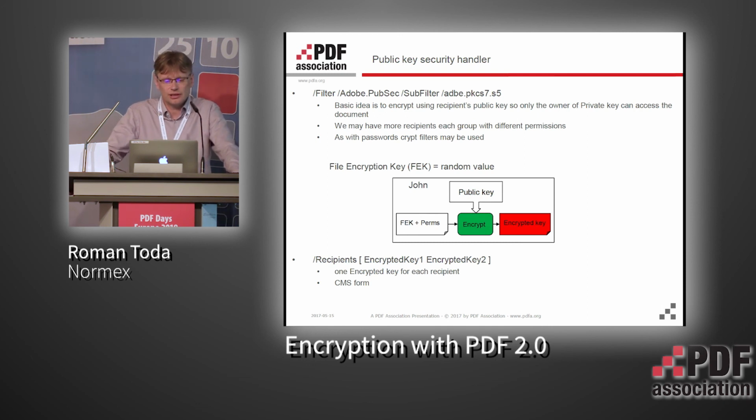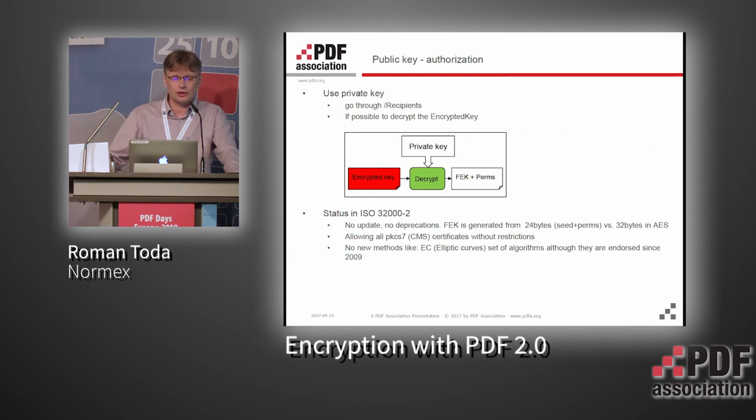So you generate a random value file encryption key, and then with John's public key, you encrypt the file encryption key that's stored somewhere in an array. And when doing the authorization on the end user's computer, you are going through private keys and through the recipients and trying to decrypt the key, and then the key is used to decrypt the content itself.